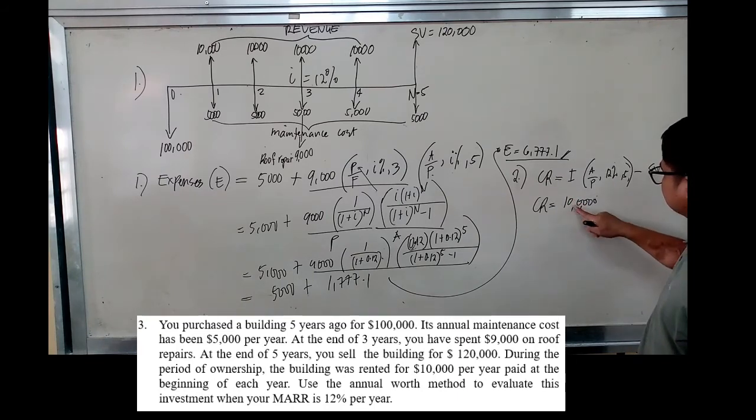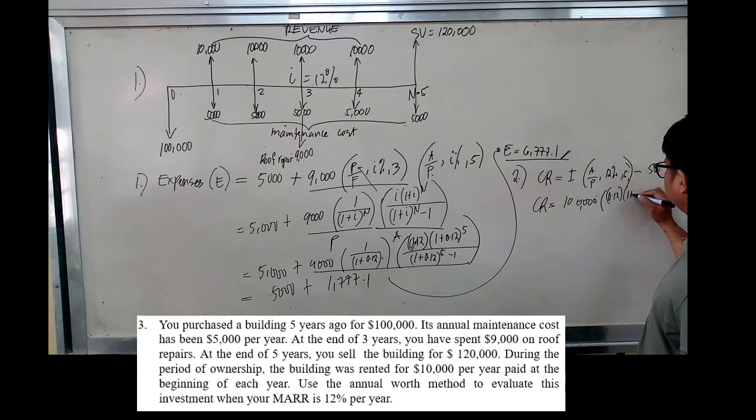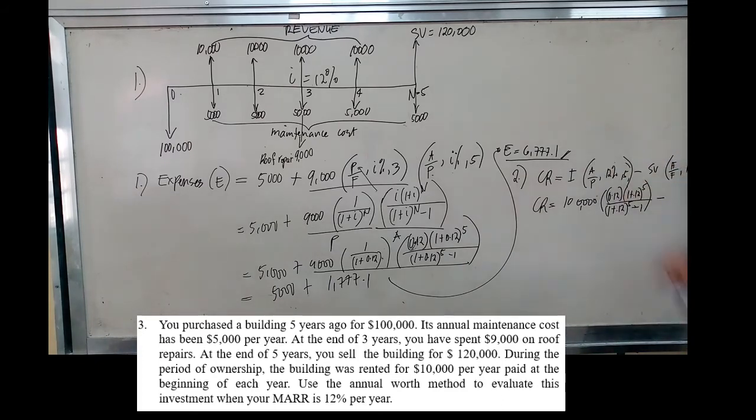So, capital recovery is, so substituting natin yung sa formula, 100,000, diba? I, 0.12, 1 plus 0.12 to 5, 1 plus 0.12 raised to 5 less 1, less the salvage value, 120,000. Ang formula natin, 1 plus I raised to n less 1. 0.12 divided by 1 plus I raised to n less 1. So, very easy, ano? Wala, mamamali ata ako dito.